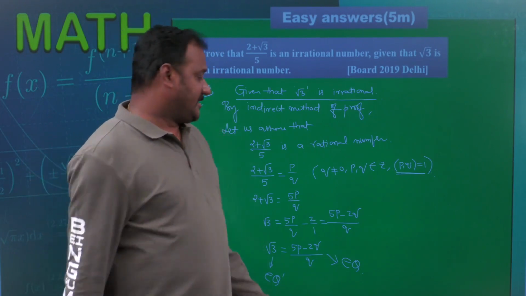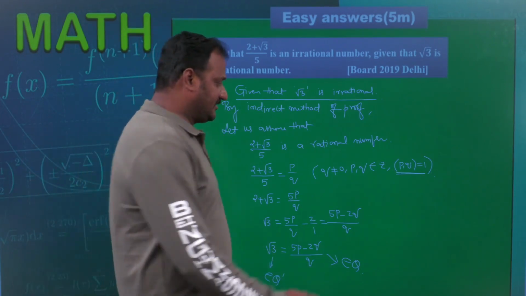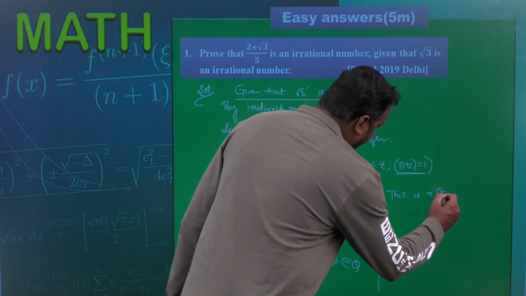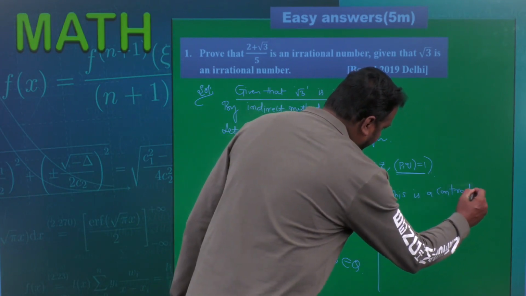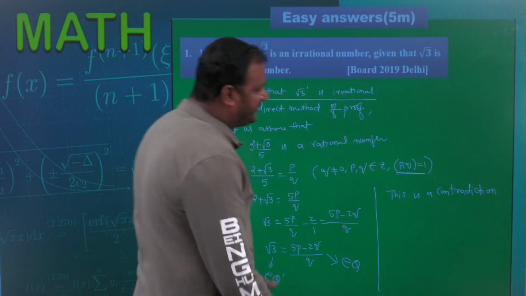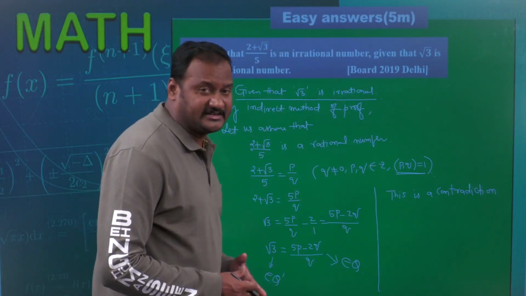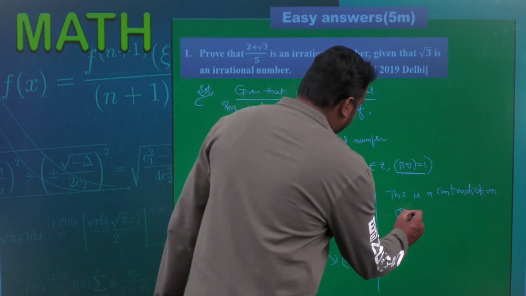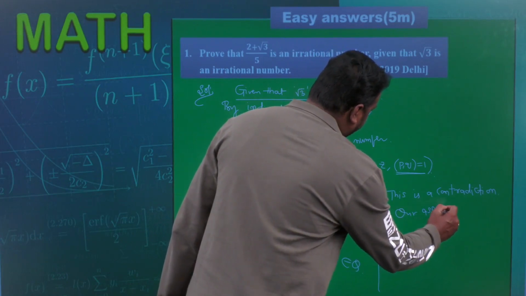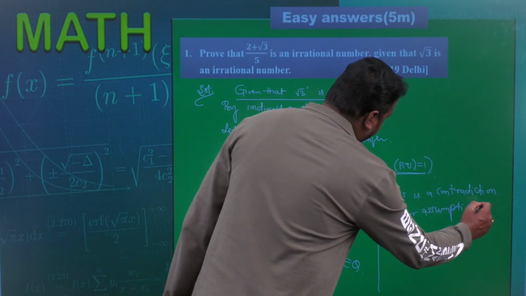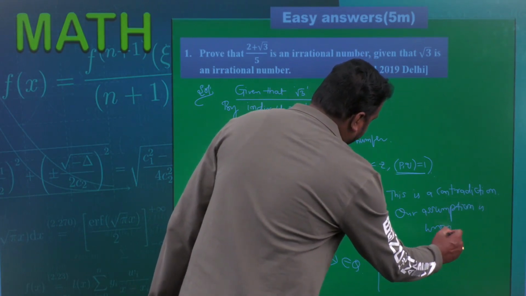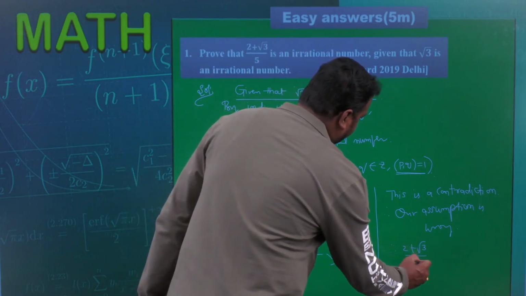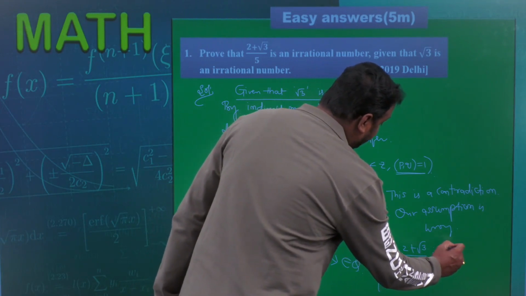Hope you understand my point. But here we got an irrational number equal to a rational number. So this is a contradiction. Contradiction means what? Getting a wrong result. Since this is a contradiction, why did we arrive at a contradiction? Because of our wrong assumption. Therefore, our assumption is wrong. So then what is correct? Therefore, 2 plus root 3 divided by 5 is an irrational number.